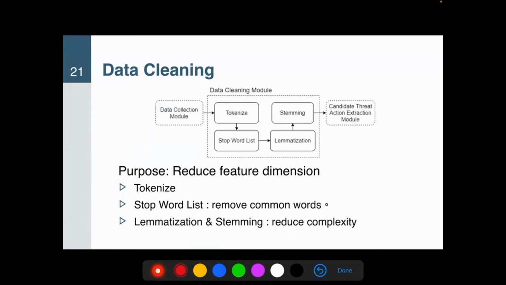The second component is data cleaning. The purpose of data cleaning is to reduce feature dimension. So we use tokenization and a stop word list to remove common words, and use lemmatization and stemming to reduce the complexity.